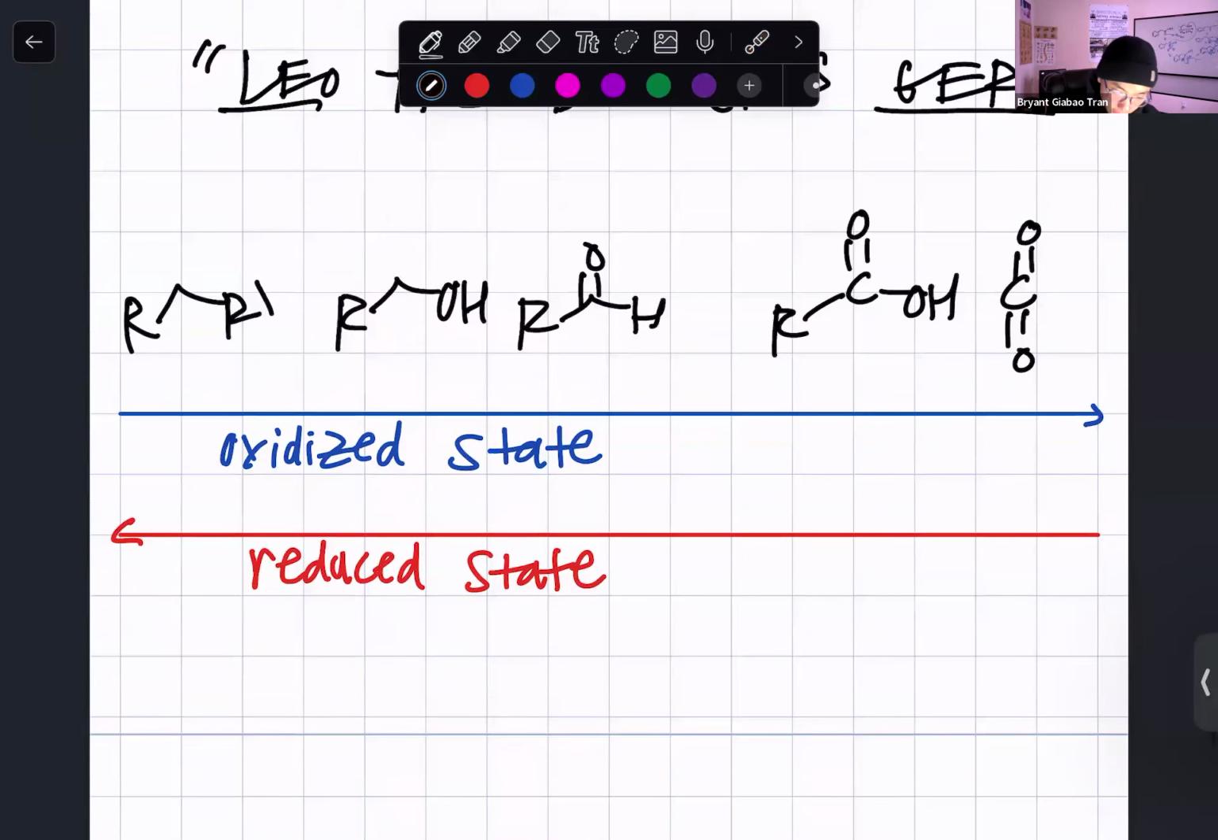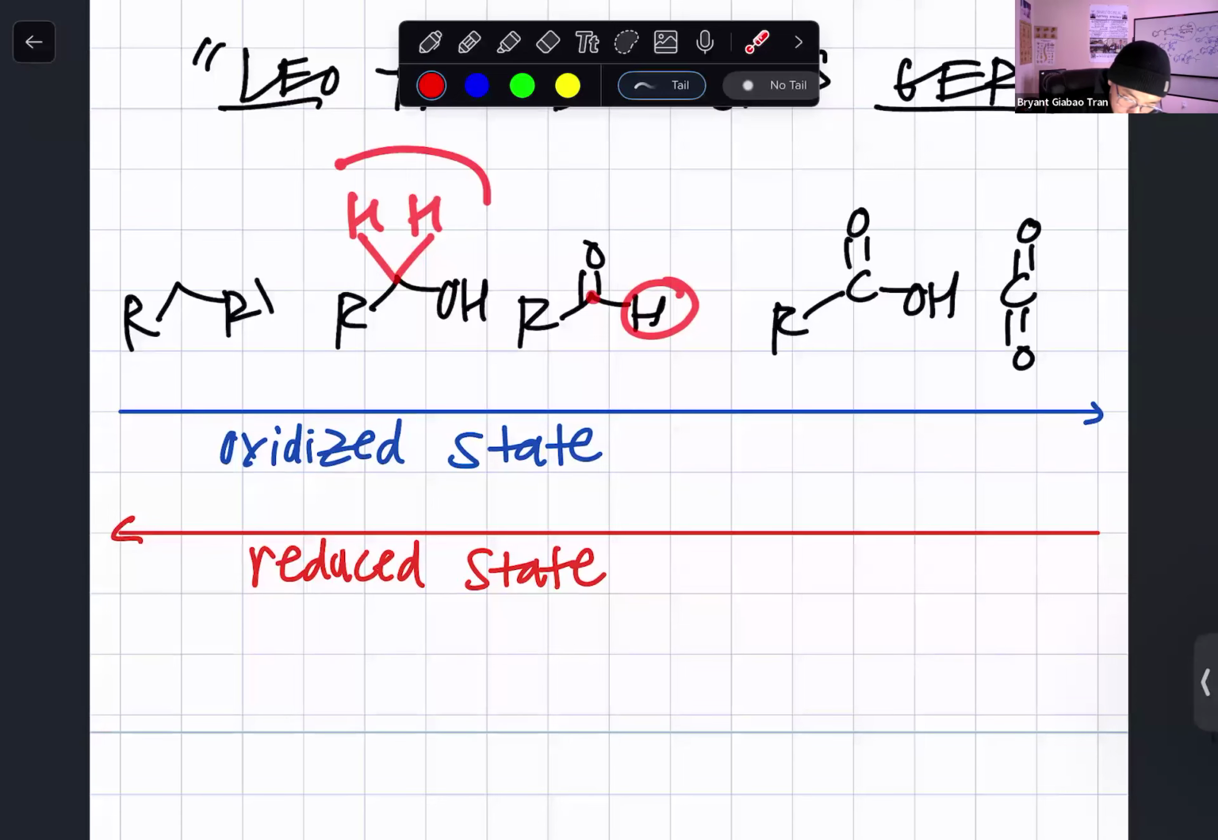right? So reduction is the gain of electrons, where we see that this carbon here has 0 bonds to hydrogen, so it's not reduced at all, right? This carbon here has no bonds to hydrogen, but it has only 3 bonds to oxygen. Whereas this aldehyde here has 1 bond to hydrogen. This alcohol here has 2 bonds to hydrogen. So this alcohol here is more reduced because it has more bonds to hydrogen. So that's another way you can think about that.